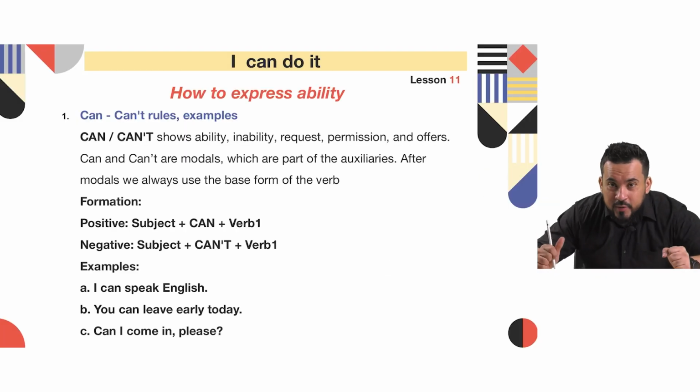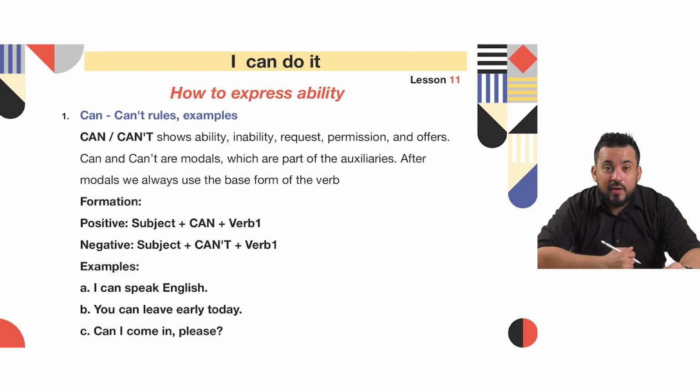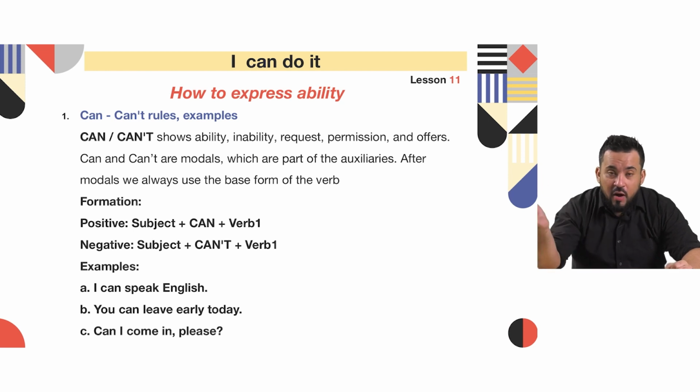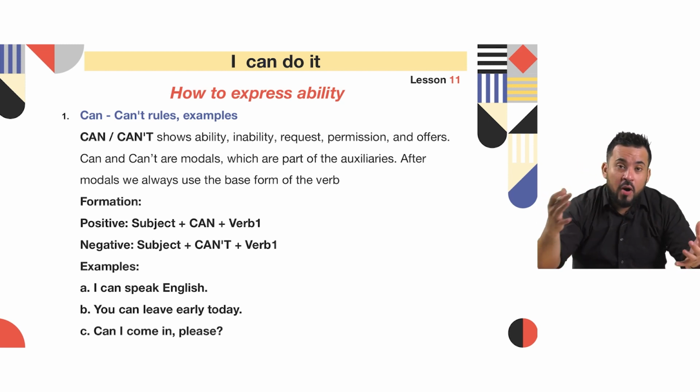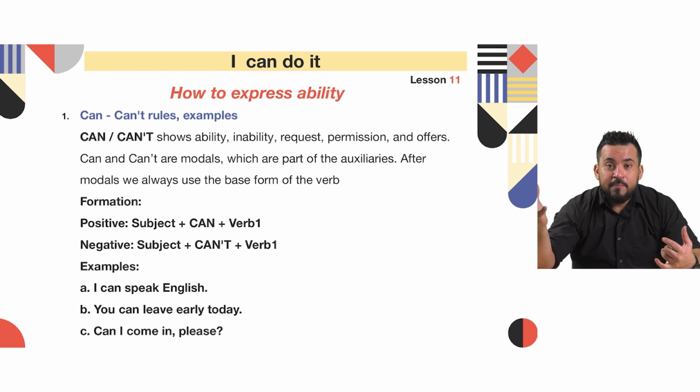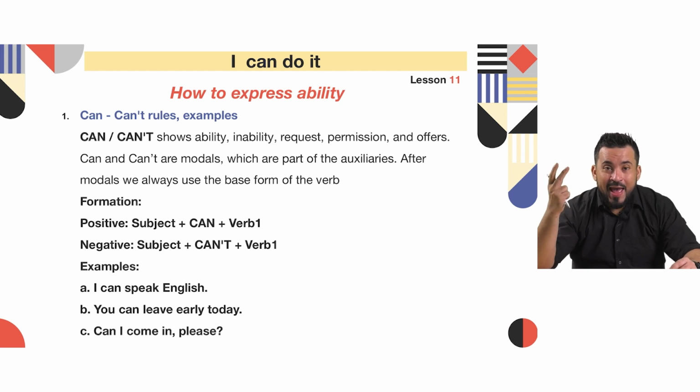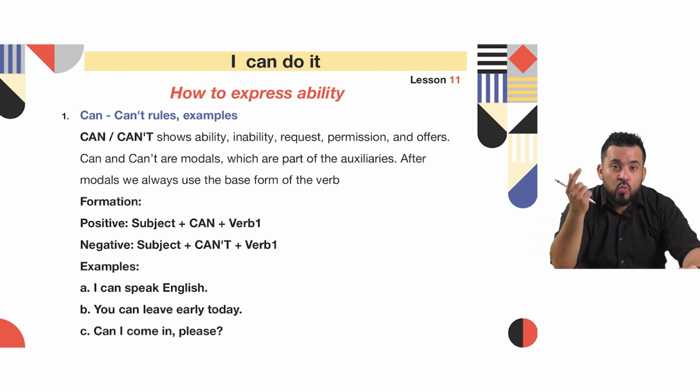All right, let's start. Today we are talking about can and can't. What are they? They are modal verbs. They are part of the modal families. Modal verbs are part of the auxiliary family. As we said, the auxiliary mom has 4 kids: be, do, have, and modals. The modals have many brothers and sisters, like can, could, will, would, shall, should, may, might. Those are all called modal verbs.